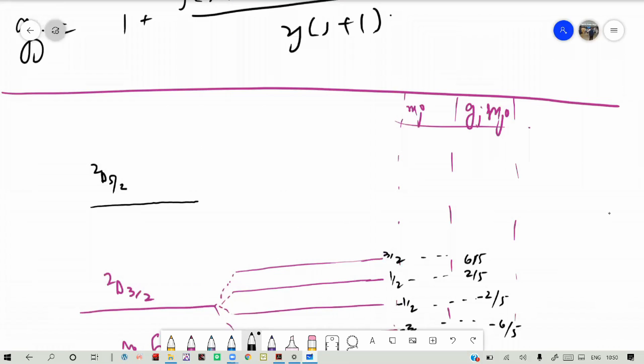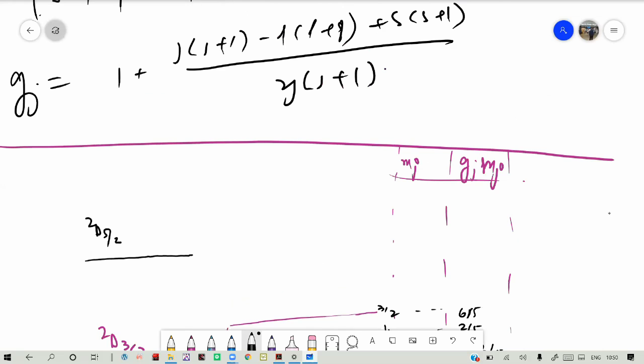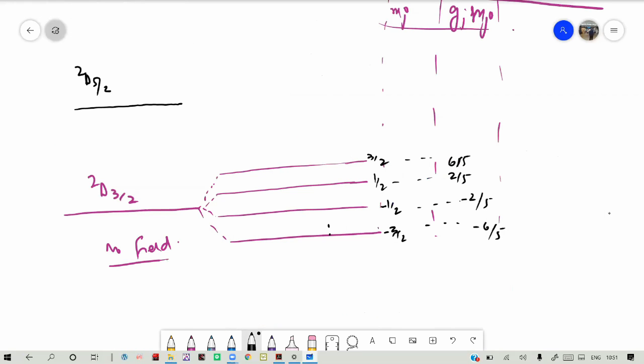Just change the values of this MJ. Put up the values of GMJ. That is the space, the shift. This is GMJ, and you can put up mu B and B there. What is the shift? It is G MJ mu B B. This is the shift. So GMJ is the variable that you have calculated, and mu B will remain constant.